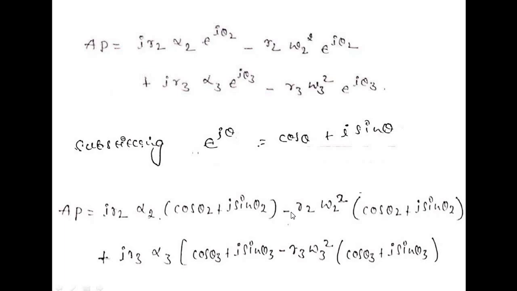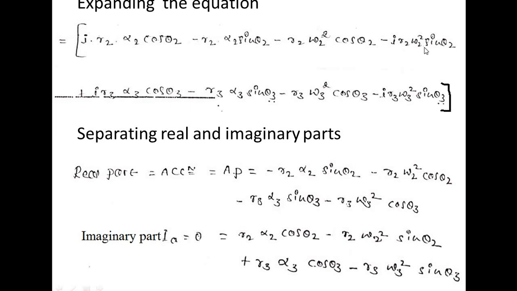Similarly, you expand the other terms also, like minus r2 omega 2 square cos theta 2, minus i into r2 omega 2 square sin theta 2. Like this we expand all the terms, and we separate the real and imaginary parts. Wherever you are having an i term, that becomes the imaginary part, and wherever you don't have an i term, that becomes the real part. So here we are having i, so it is imaginary, and this is a real part, and this is also a real part of the equation.